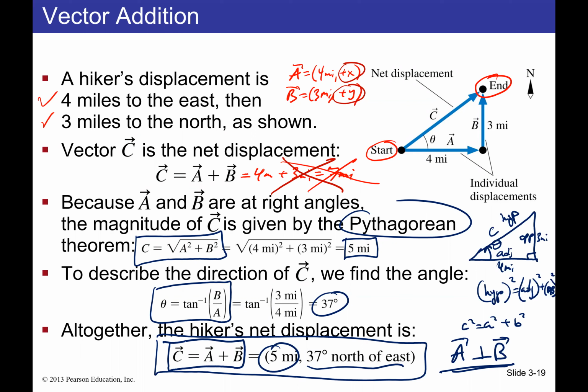Okay, well, we're not done yet. You can have another example where A and B are neither parallel nor perpendicular. Then you have to use a completely different method, which we will also learn, in order to get the resultant in terms of its magnitude and direction.